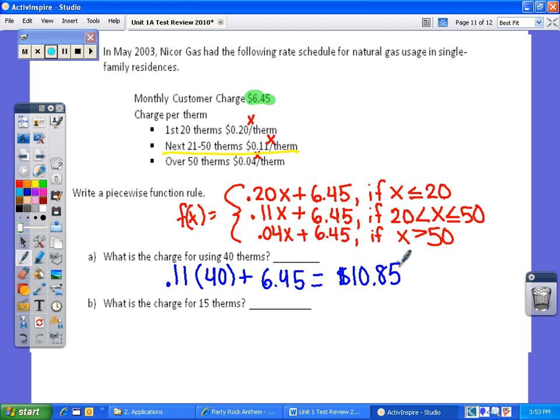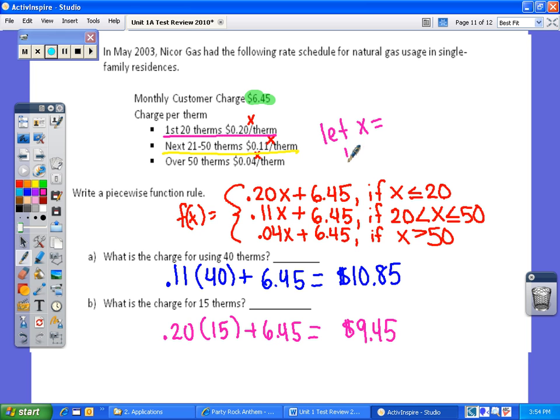Now what is the charge for 15? 15 falls in the first category. So we're going to do 0.20 times 15 plus $6.45, and that gives you $9.45. So for word problems, the big thing is to know how to set them up and to know which one you're going to plug them into. Don't forget your let statement, because I did take off a point: you have to identify what your x is. And also don't forget your dollar signs.